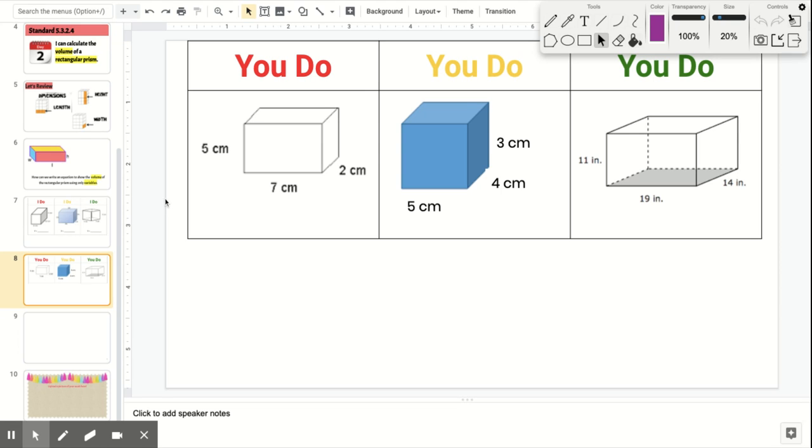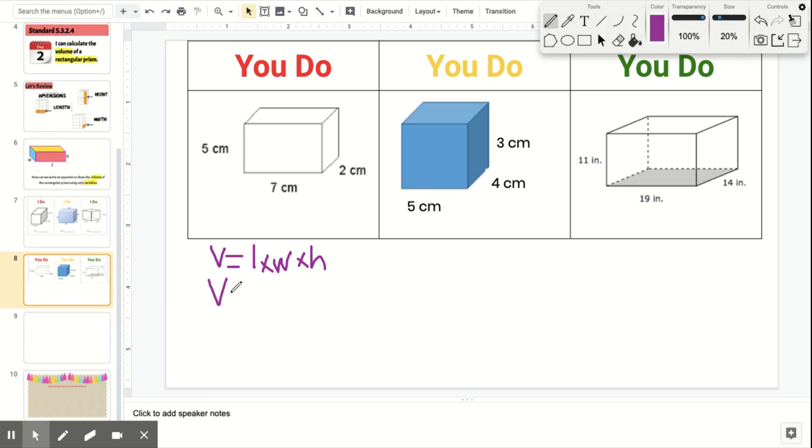All right, let's see how you did. Starting with this first rectangular prism. Hopefully you started with the formula, volume equals length times width times height. You want to keep your notes and your work very nice and organized. So length times width times height.